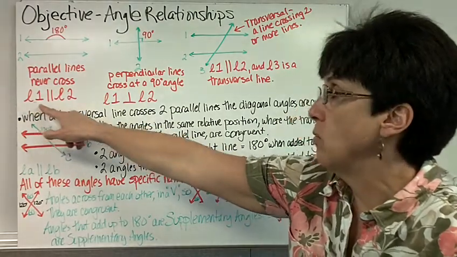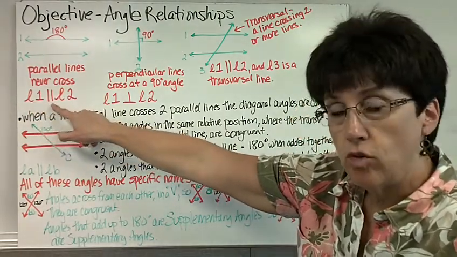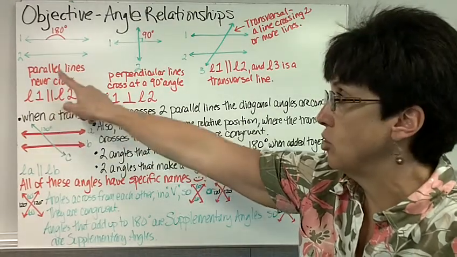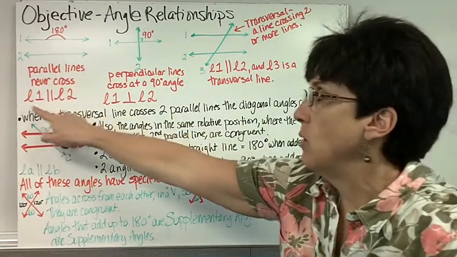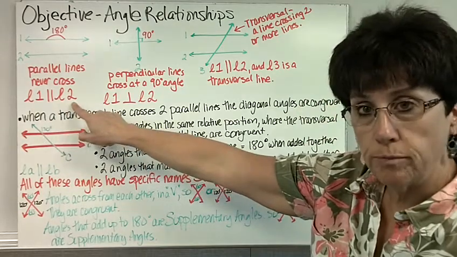This says line 1 is parallel. Remember, that's the symbol for parallel, like the two L's in the word. Line 1 is parallel to line 2.